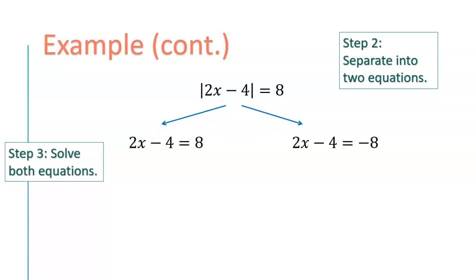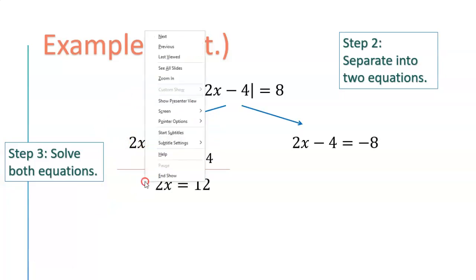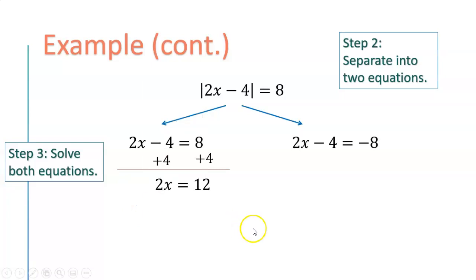Step 3 is just to solve both equations. That's how you would solve any normal two-step equation. So for the first one here, I'm going to add 4 to both sides. That leaves me with 2x equals 12. And then I'm going to divide by 2 on both sides. And that gives me x equals 6 as my first solution.